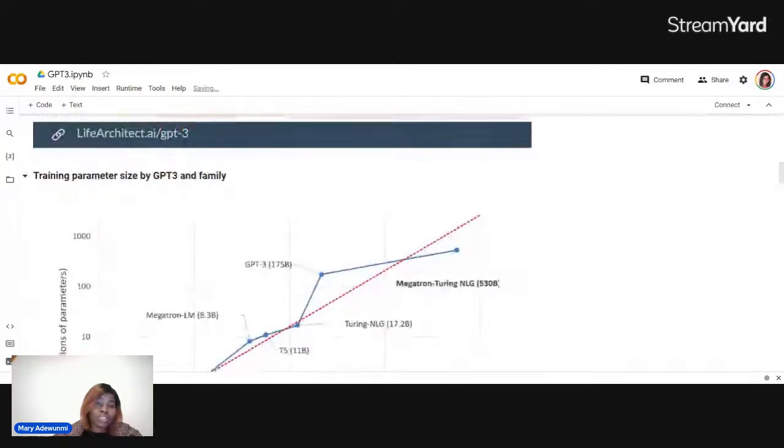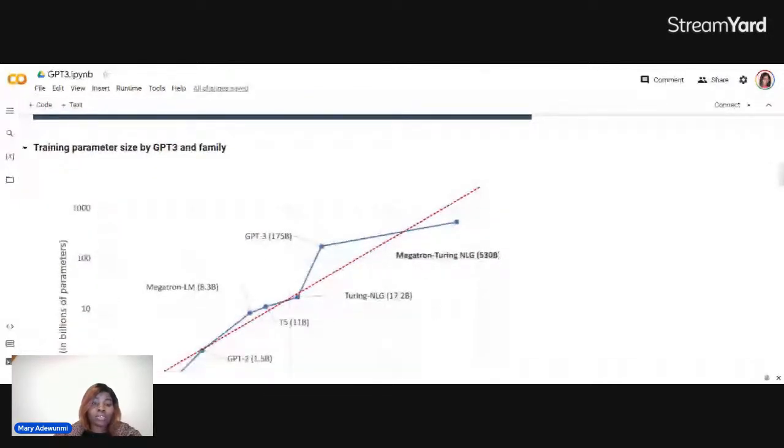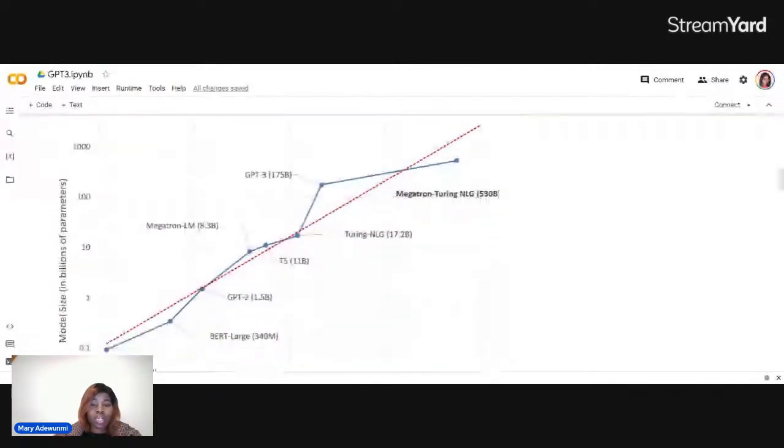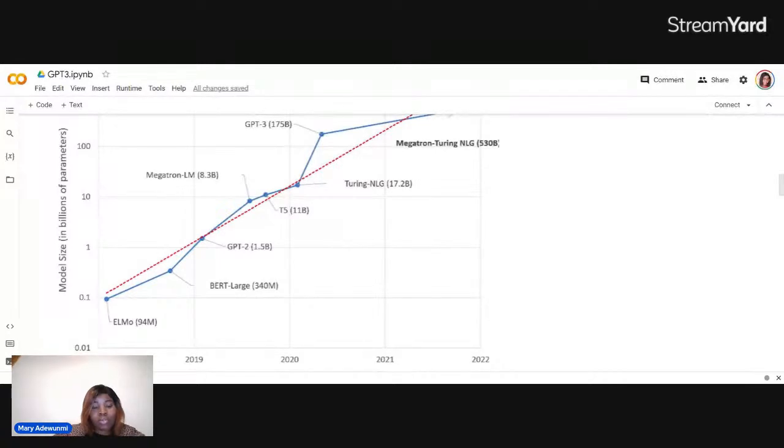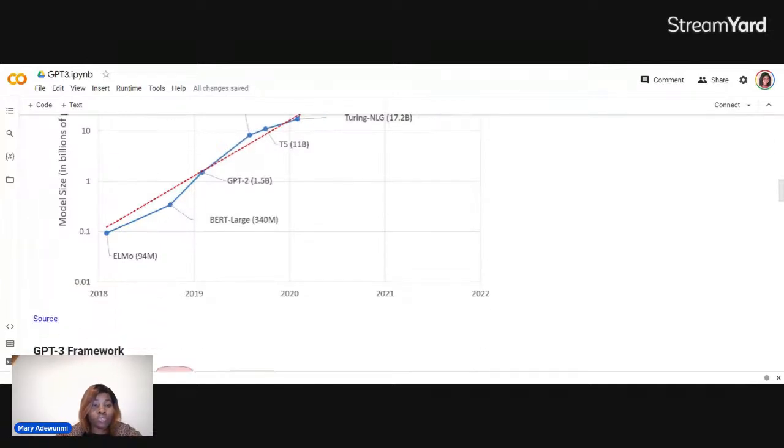Now we can see the training parameters of GPT-3 and its family. This is just showing the parameters that have been used to train GPT-3. So we could see how it rose to fame from ELMo in 2018, BERT language, GPT-2, the T5. Now I was talking about T5, which was just 11 billion, before Megatron, before T5, then GPT-3. All these ones are just stories.